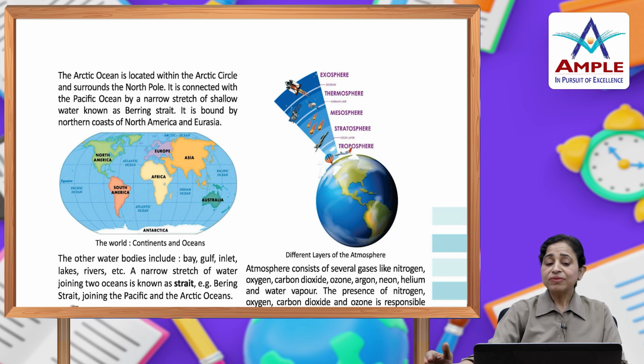The other water bodies include bay, gulf, inlet, lakes, rivers, etc. A narrow stretch of water joining two oceans is known as strait. For example, Bering Strait joining the Pacific and Arctic Oceans.